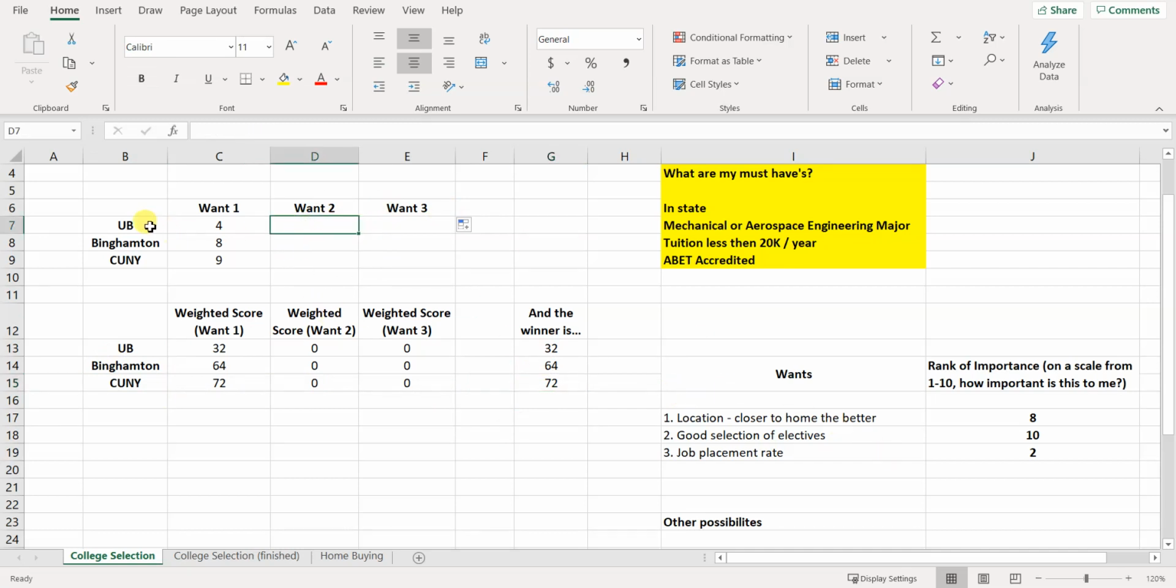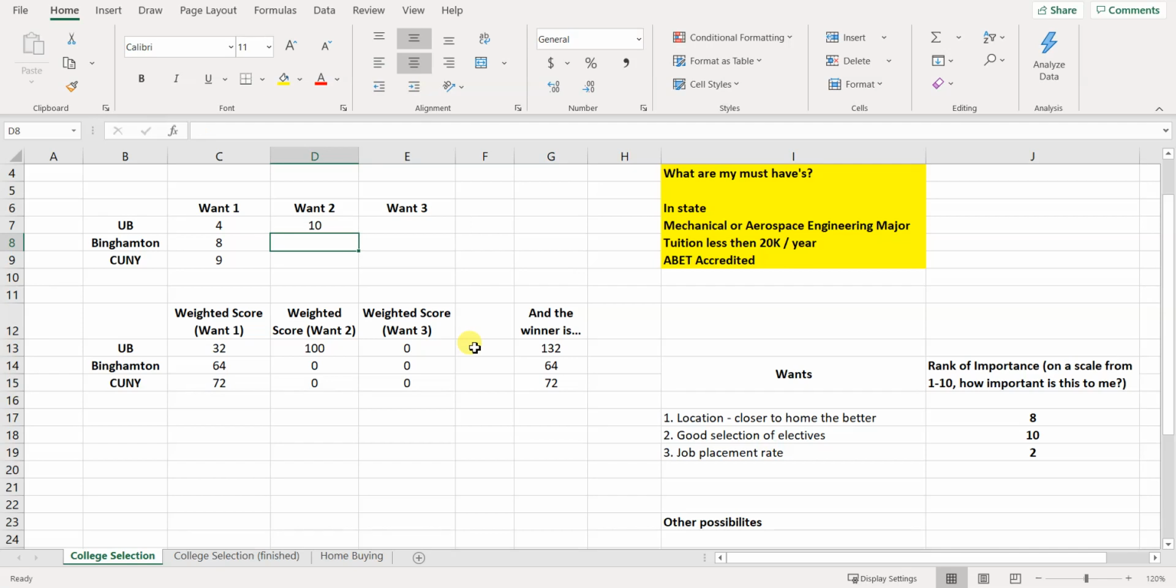So let's see, UB, want 2, good selection of electives. Yeah, they had the best actual electives. When I looked at all 3 of these schools and their lists of electives, I just loved theirs the best. They had a huge selection in both aerospace and mechanical, which to me was awesome. So I actually gave them a 10.